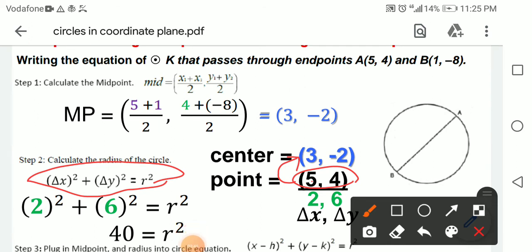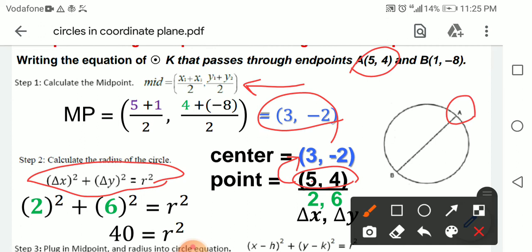Focus with me now. Here we got an extra thing to know. We need to calculate the radius of a circle. We got the center, as we calculated the center with the midpoint rule. Then after getting the center, remember, I got the point A, 5 and 4. So what should I do here?